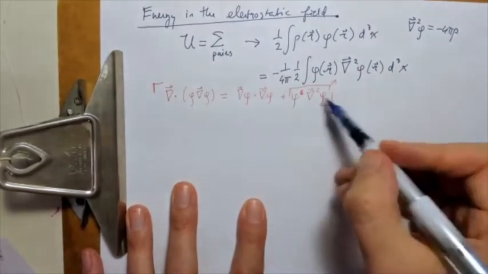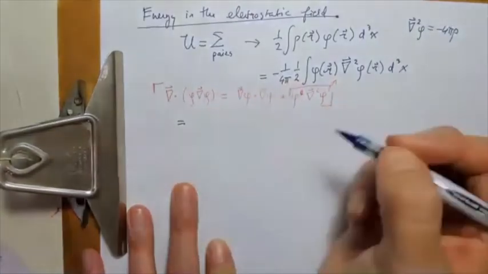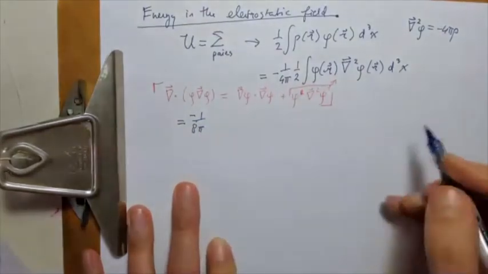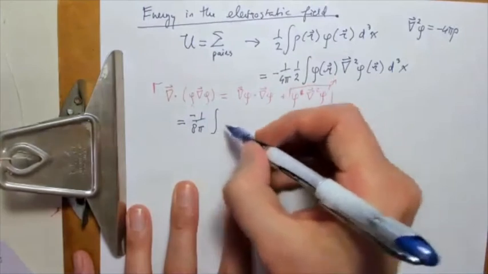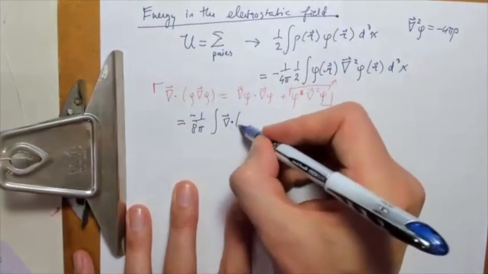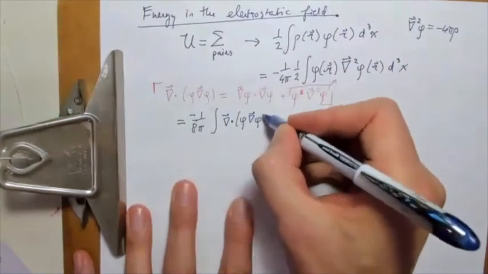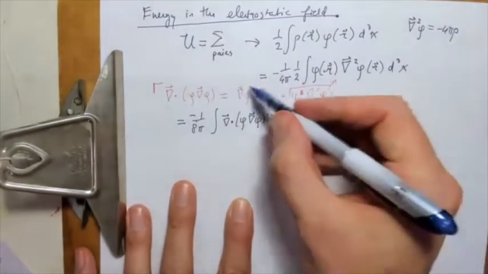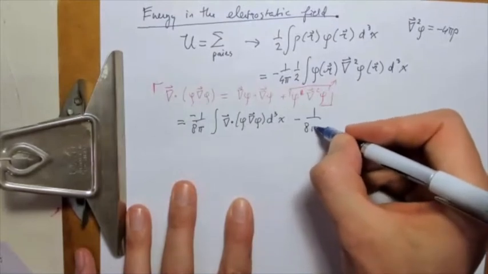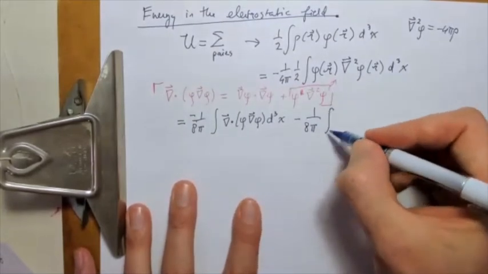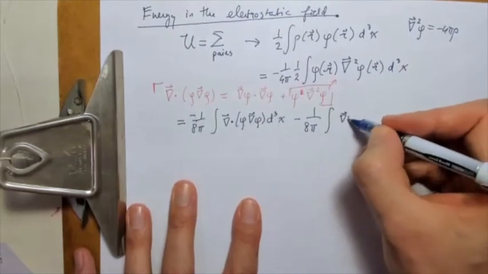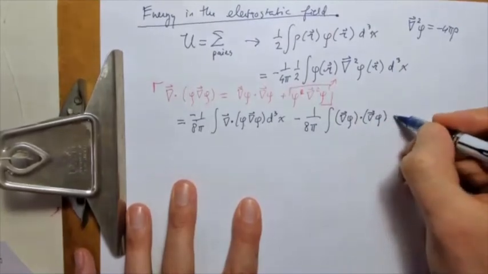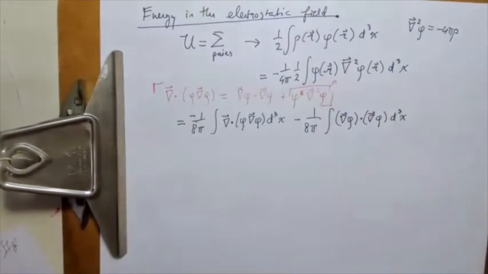Okay, therefore, we can rewrite this integral. We can write this as minus 1/8 pi, and then the integral of the divergence of this term integrated over the volume, minus, and now we have to subtract this term, minus 1/8 pi, and this is the gradient of phi dotted with itself, right? And again, we integrate this over all of space.